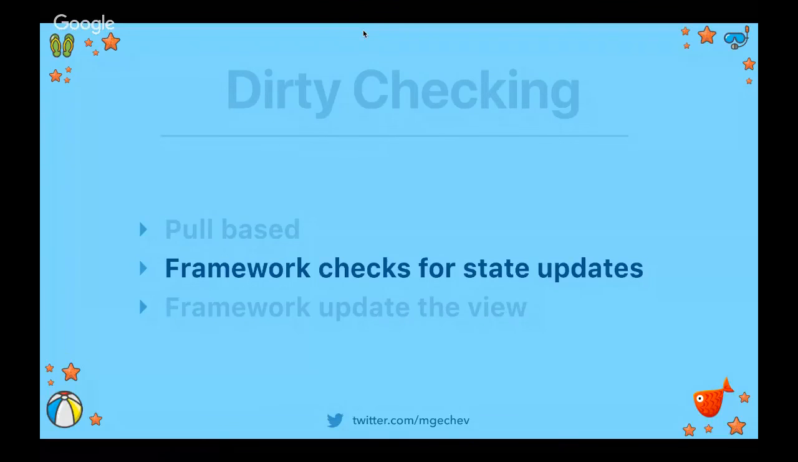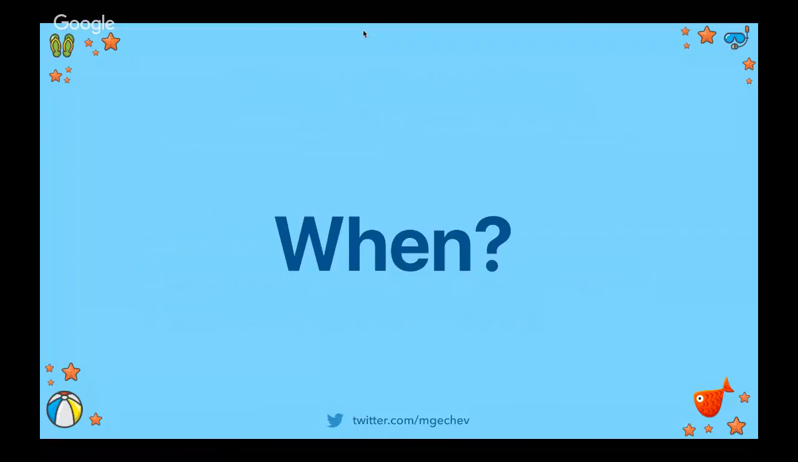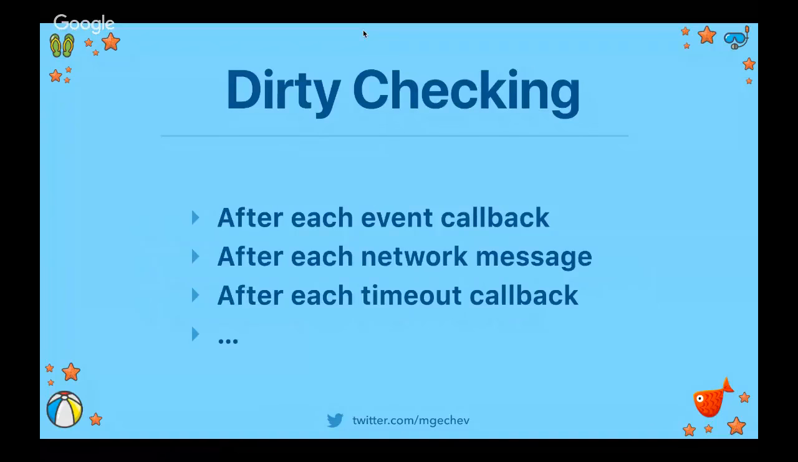So the interesting thing is when the framework needs to check whether the state has changed, because that's the only way we can find this out, right? So when are we going to do that? Well, it turns out that we need to do it very often. Every time we think that there might be an update, when a function invocation might have caused side effects inside of our application. So this is after each event callback, after each network message, after each timeout callback or whatever.